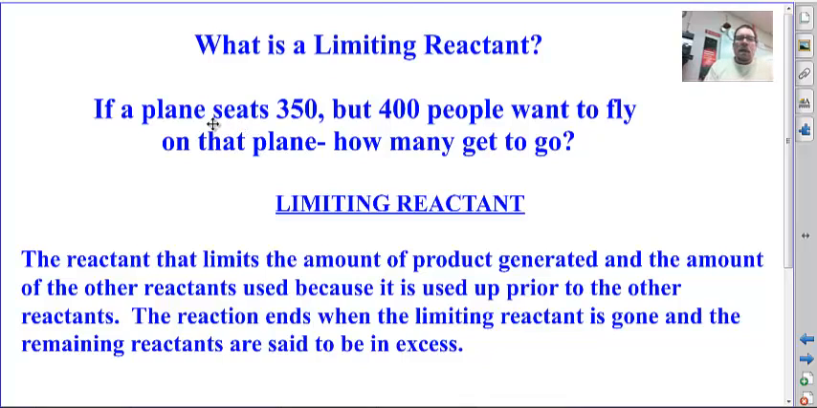But if you were to book a plane, we know airlines do this all the time. They overbook flights. So the plane has 350 seats. But 400 people actually show up with tickets and want to fly. How many get to go? Well, you know the answer to that. It's 350. And there's just no more room on the plane.